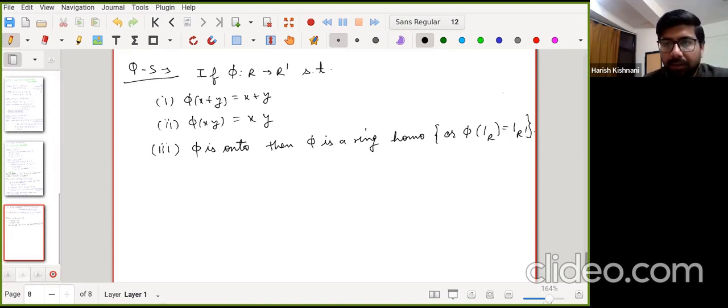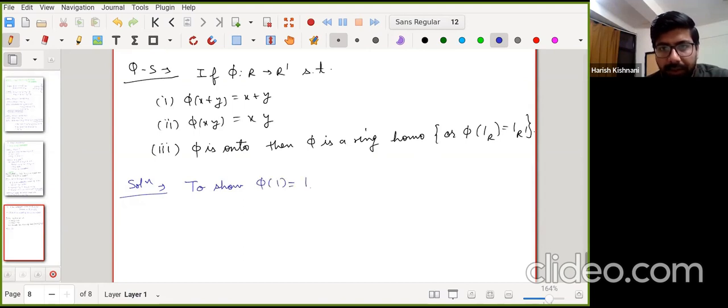Okay. And I don't think you even need the ring to be commutative. You only need that the ring has unity for sure. So there may be just some lines I will say. To show phi of 1 is equal to 1 of R dash. I'm not going to write R and R dash again. You just understood it.